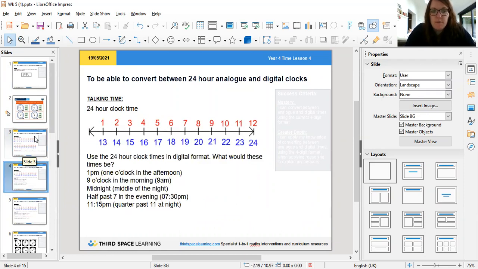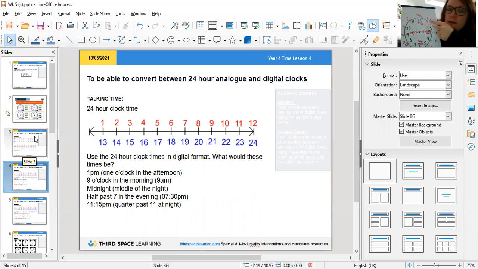Okay, so using the 12-hour clock in front of you, what would the times be? So go right, 1 p.m. Okay, so I am going to get this clock up and I'm going to go right. Where is my 1 p.m.? Some of you will know straight away. You'll be screaming at me, 13, it's 13. Some of you won't, and that's fine.